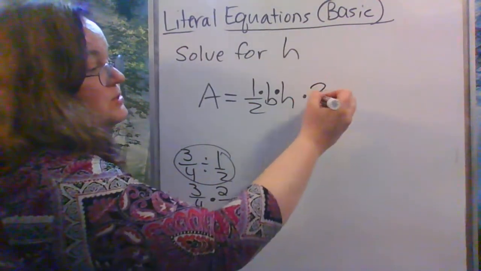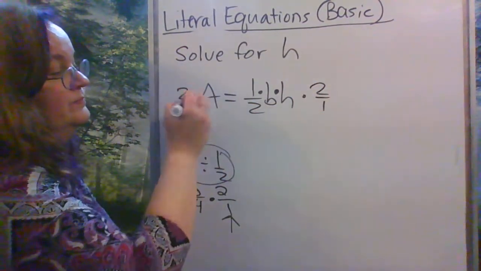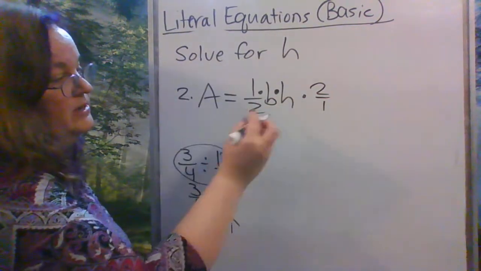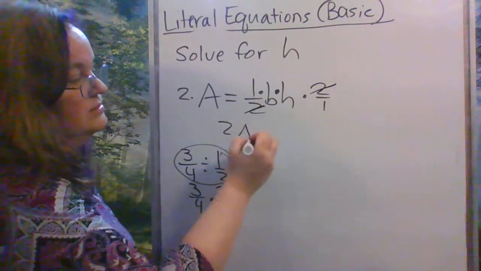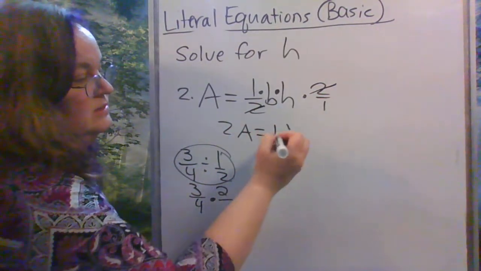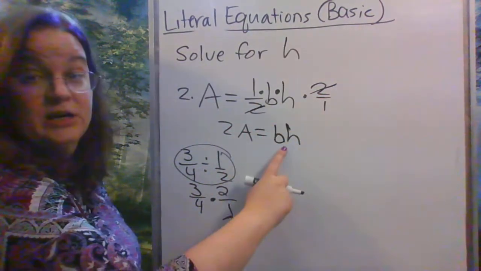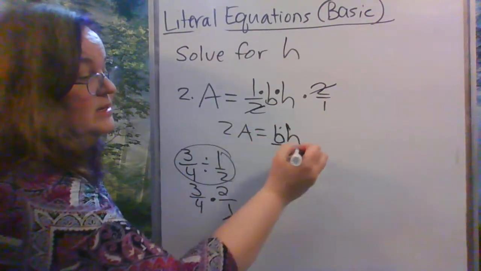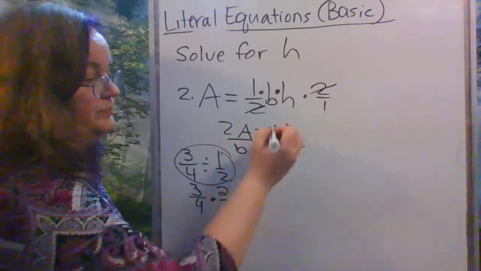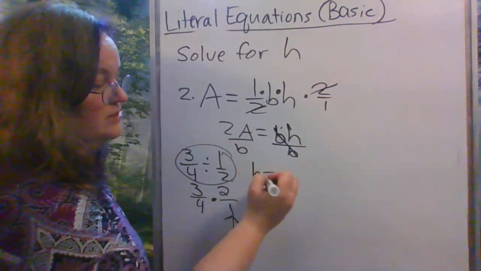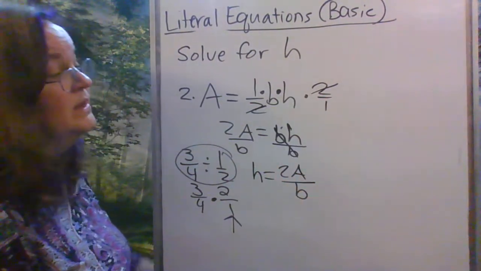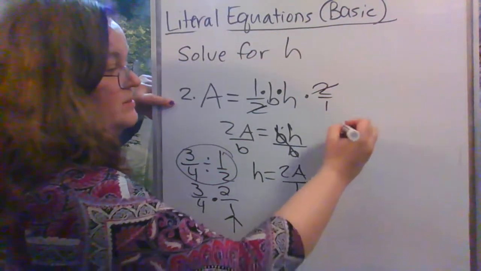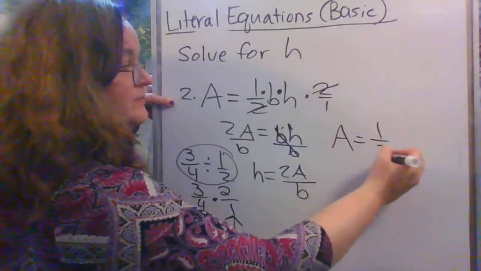So what I would do is multiply by 2/1 here and multiply by 2, and then 2/2 are going to cancel out. And so I've got 2 times a equals b times h, and the opposite of multiplying by b is dividing by b. So I end up with h equals 2 times a over b. Okay. Now, I said you could do this in 1 step, so let's look at the difference.